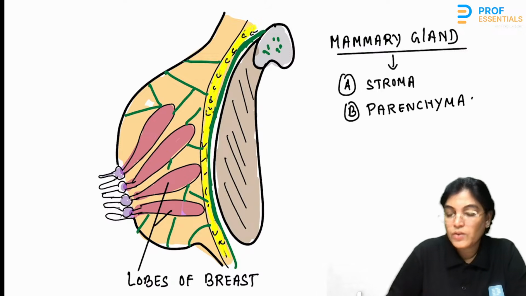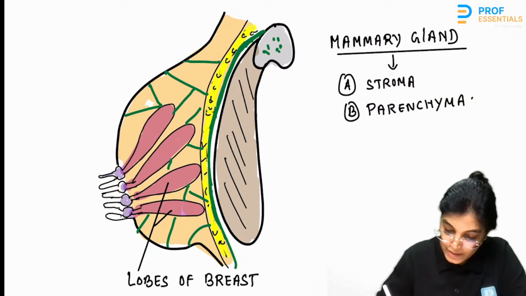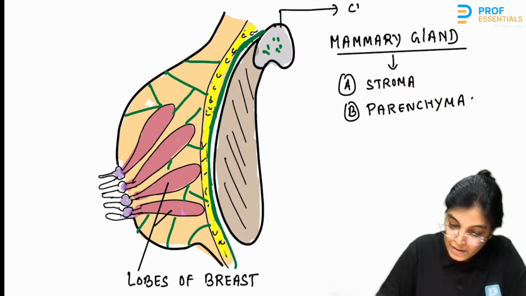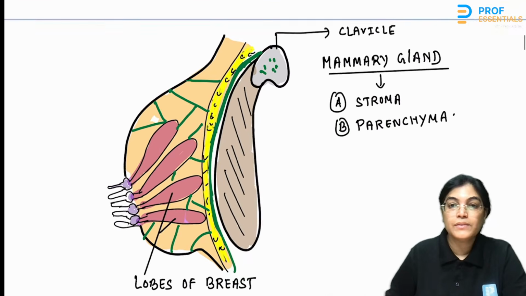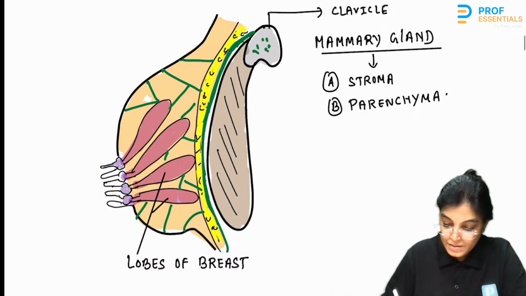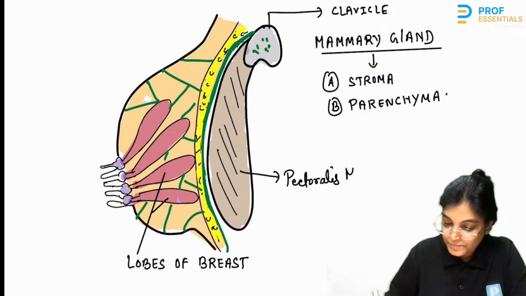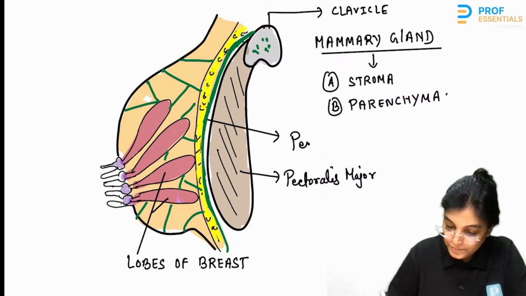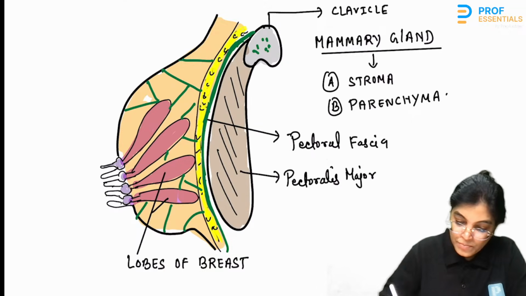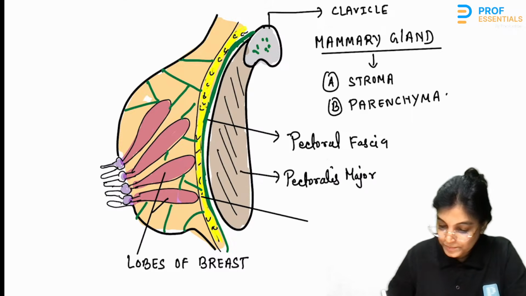Okay, dears. So what is exactly shown in all these things? These are the clavicle. This is the clavicle. This is the pectoralis major muscle. These are the similar things which you have seen. This is the pectoral fascia. This is the retromammary space.